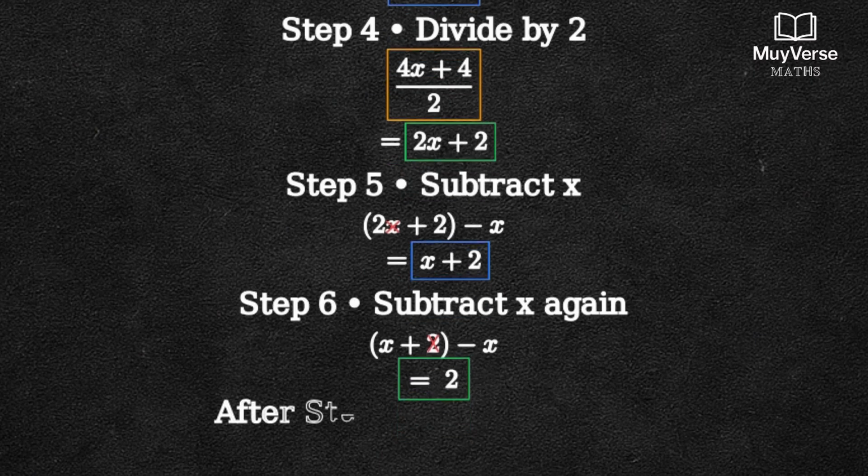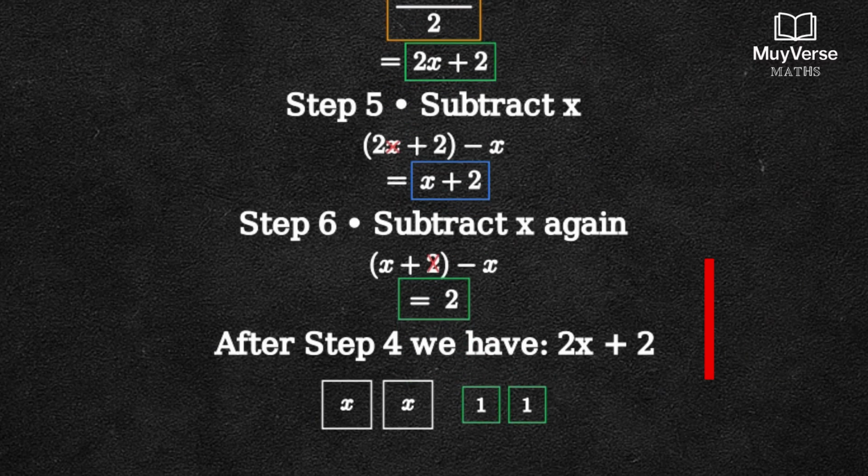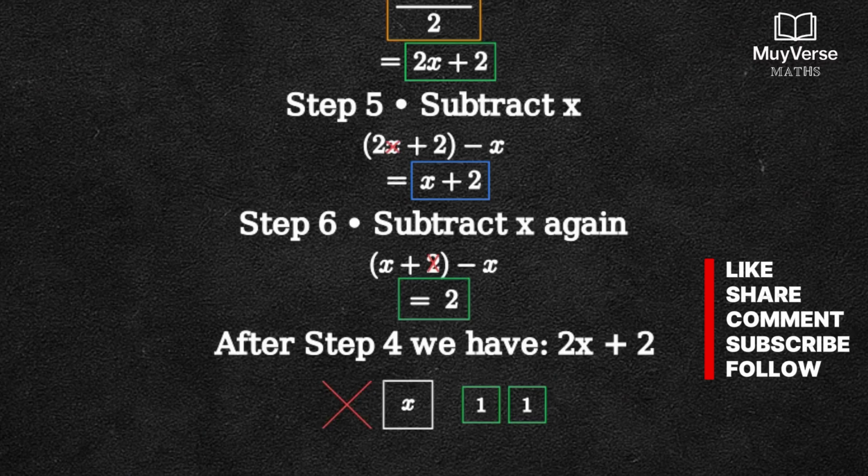Why it always works. After step 4, we had 2x plus 2. To subtract x twice, we remove both copies of x. Watch the cancellation visually. Subtract x once. Subtract x a second time. Only the plus 2 remains, so the answer is always 2.